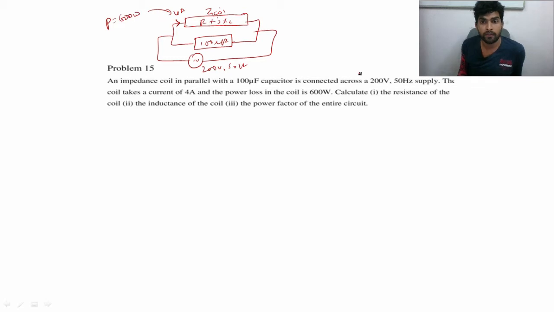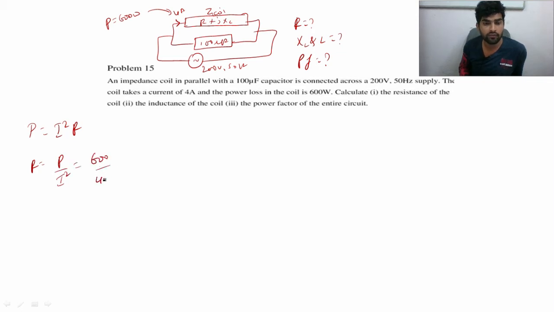Calculate the resistance R, the inductance L, and the power factor for the entire circuit. Now see the question properly. Power loss is given, right? Power is equal to I square R. So power loss occurs only in the resistance. Power is dissipated only in the resistance part. So R is equal to P by I square, right? So 600 by 4 square, you will get 37.5 ohm.